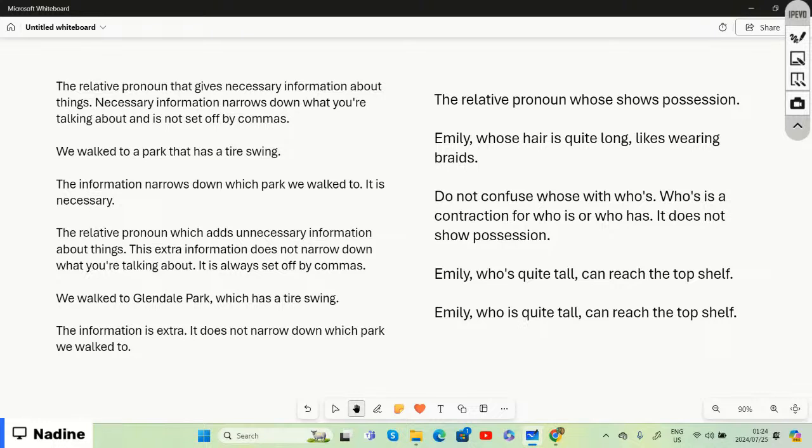The last one says, do not confuse whose and who's. So you shouldn't compare whose and who's. So we should not confuse words with whose. For example, who's is a contraction for who is or who has. So it doesn't show possession.